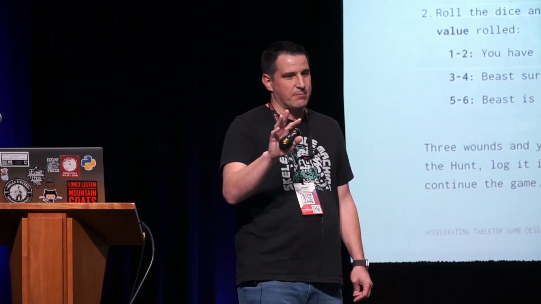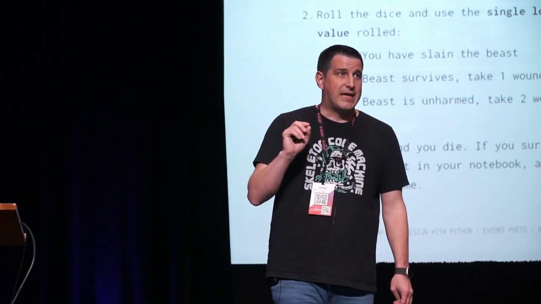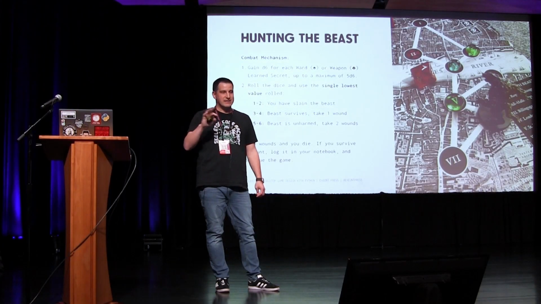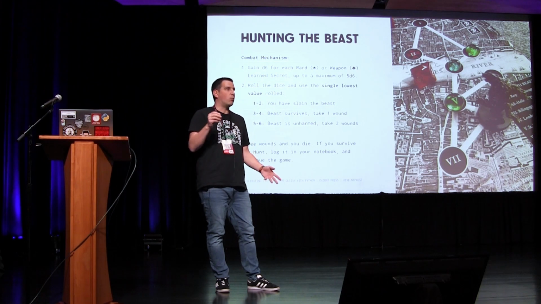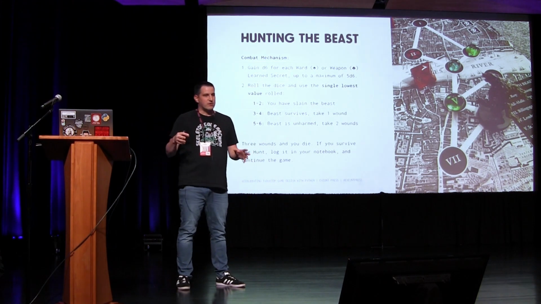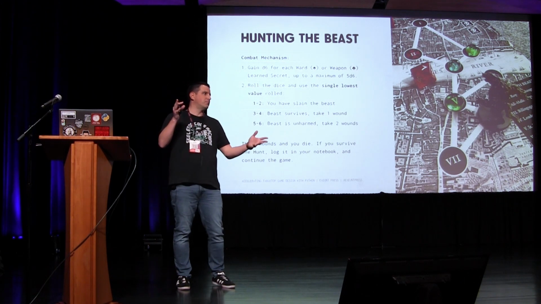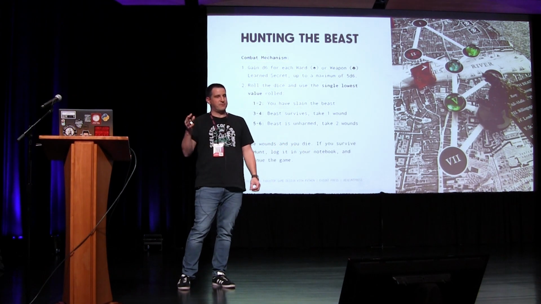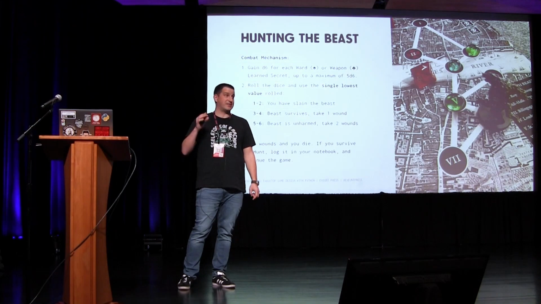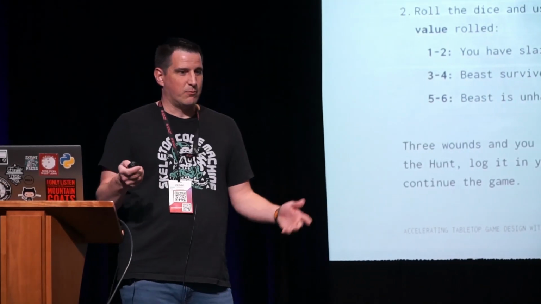So if we look at one of the mechanisms out of that game, there's a bunch of them, but if we look at just one, we'll look at the combat mechanism. You gain one six-sided die, a D6, every time you get a ward or a weapon. Basically, if you're drawing the clubs and spades out of your deck, you get a learned secret, and you can get up to 5 dice. You roll those dice, you take the lowest single value: a 1 to 2, you win. You've slain the beast. 3 to 4, kind of a draw. 5 to 6, you're taking 2 wounds. Take enough wounds, you die. So that's how the game works.